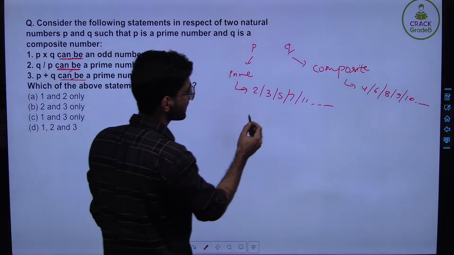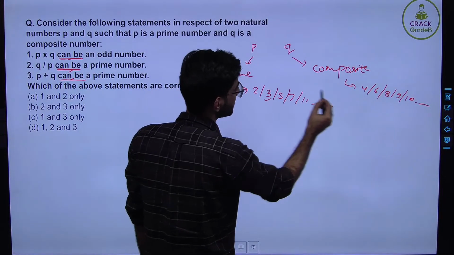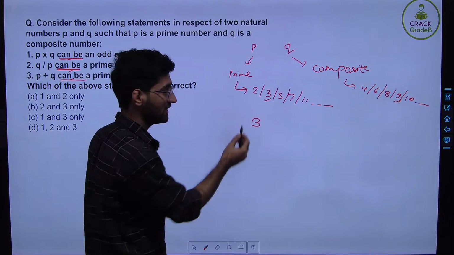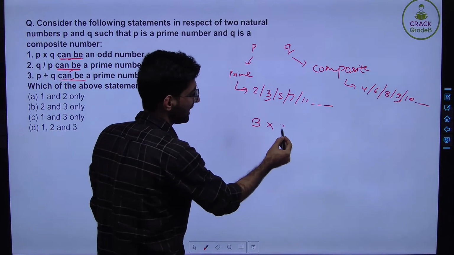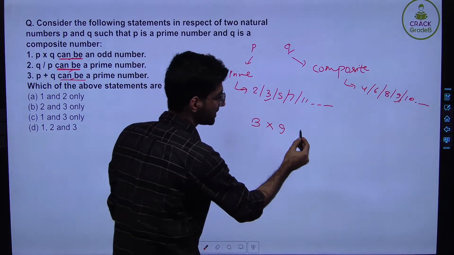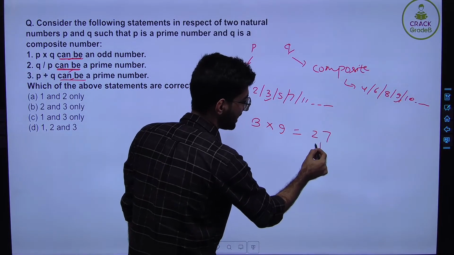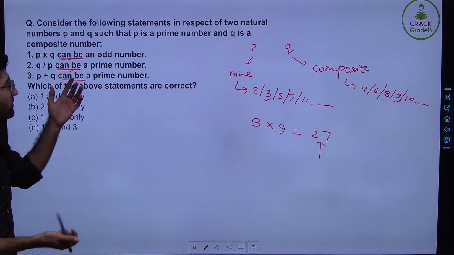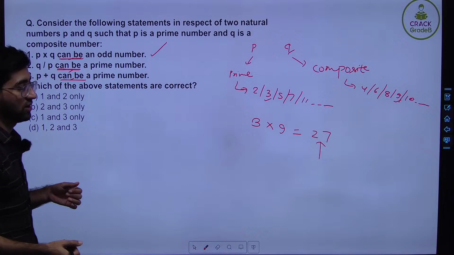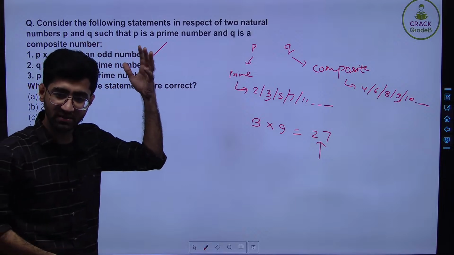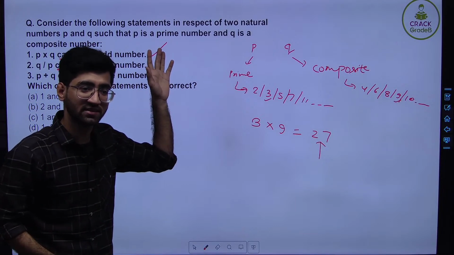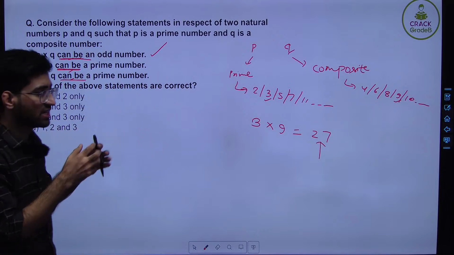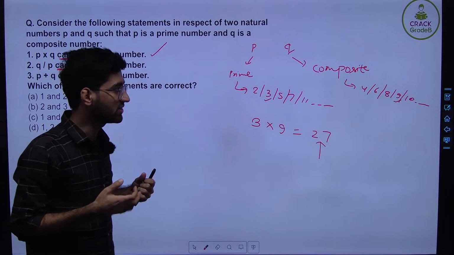Now notice this thing. 3 into 9. 3 is a prime number and 9 is a composite number. So 3 into 9 equal to 27, and 27 is an odd number. So it can be an odd number. It can also be an even number, but we don't have to worry about that. It has been given that it can be an odd number, so just try to find the example.